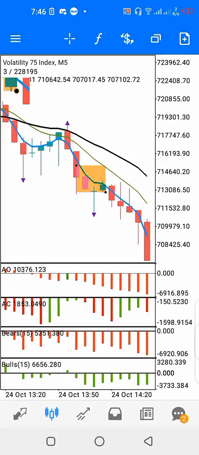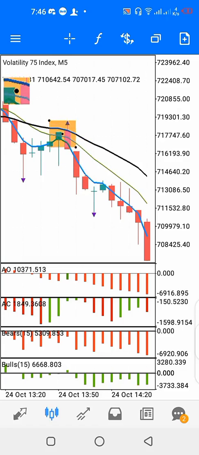Okay, then for a sell trade, is price closing below the lines? Is the blue line below the green, is the green below the black, and is price also having a close below all the lines? Are the lines turning downwards? Those are the conditions for me to place a sell trade, for me to go short.